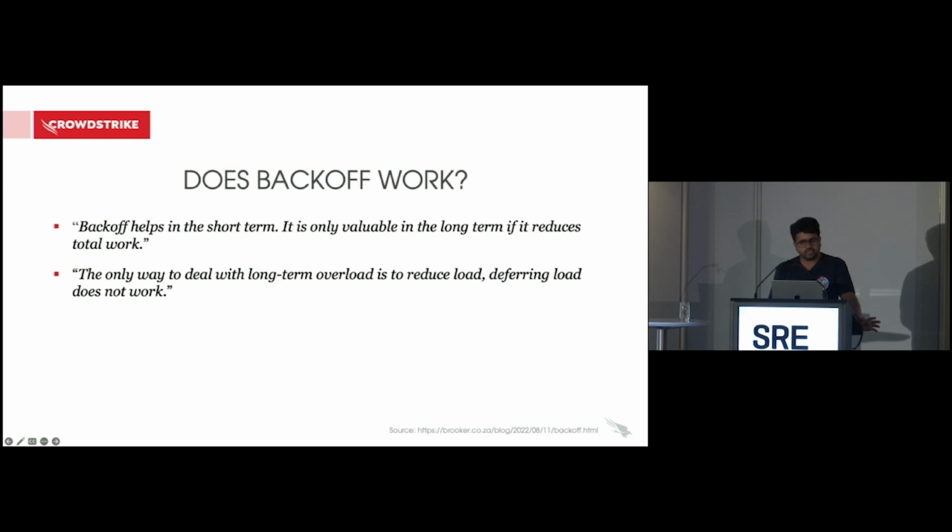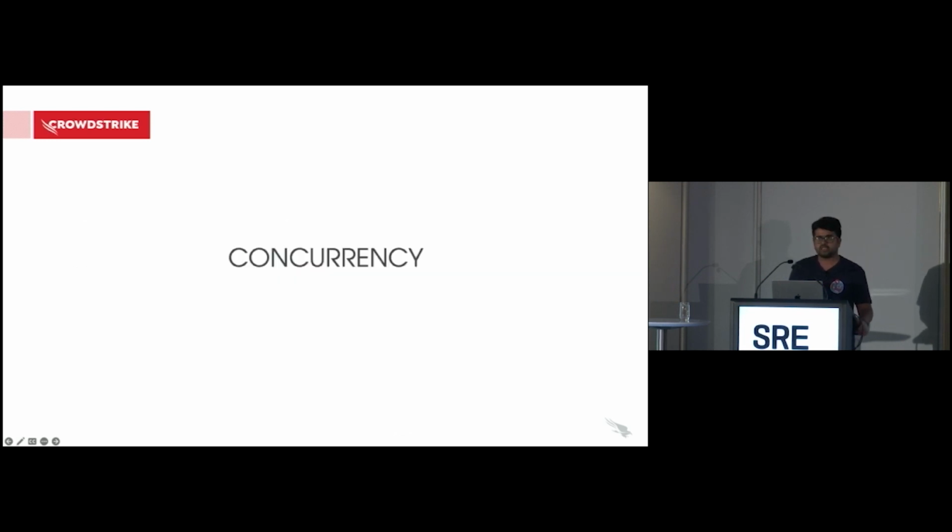Mark Brooker, in his amazing blog post, captures this idea very well. He wrote, and I quote, "The only way to deal with long-term overload is to reduce load. Deferring load does not work. And backoff is valuable only when," and I quote again, "it reduces total work." He also explained how good retry strategy, along with backoff and jitter, can help. It's an excellent blog, and I encourage you to check it out if you're interested. However, I would like to emphasize reduced total work here, because I think it's a nice segue into our next control, concurrency.